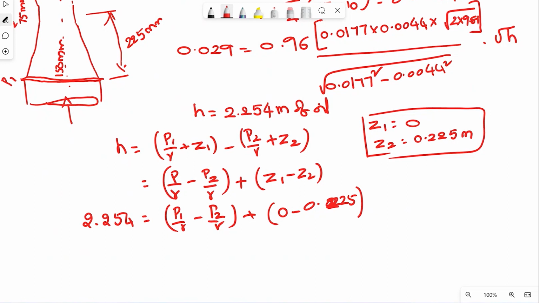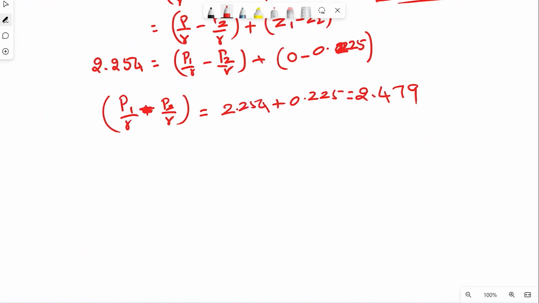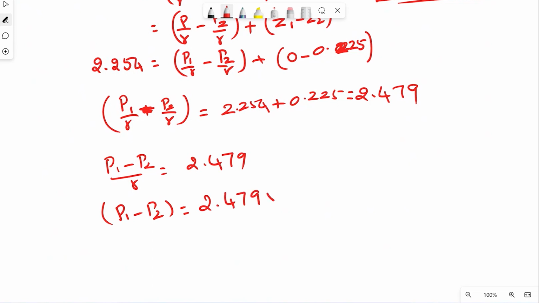So if I calculate this, find out what P1 by gamma minus, sorry, P2 by gamma is equal to. Then bring that to this side, actually it is going to be 2.254 plus 0.225. It is 2.254 plus 0.225. It is equal to 2.479, right? Then basically next, what is P1 minus P2 by gamma is equal to 2.479. What is P1 minus P2? P1 minus P2 is equal to 2.479 into gamma.